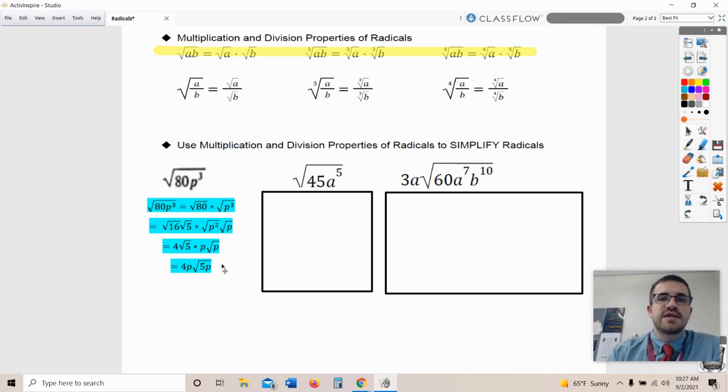So go ahead and give this next one a try. You're looking for the square root of 45a to the 5th. So pause the video, try it, and then follow along with the answer.